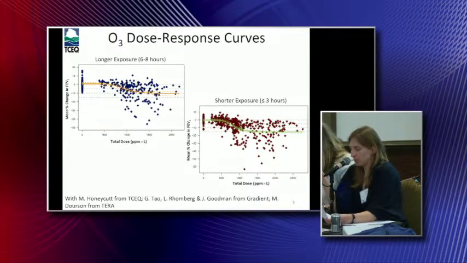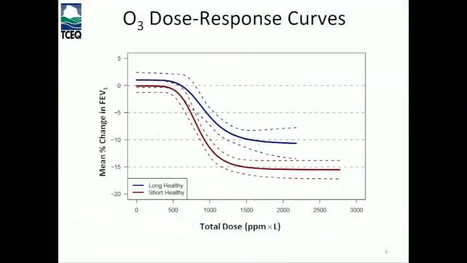And then with increasing dose, we see an increasing response that's also similar to McDonald, can be expressed with a sigmoidal relationship. These are the two dose response curves. The blue curve is the long exposure, 6 to 8 hours. The red curve is the shorter exposure, which is less than 3 hours. And these are two statistically significantly different curves. So actually similar to what Dr. Utell was saying, the shorter exposures cause a more severe effect.